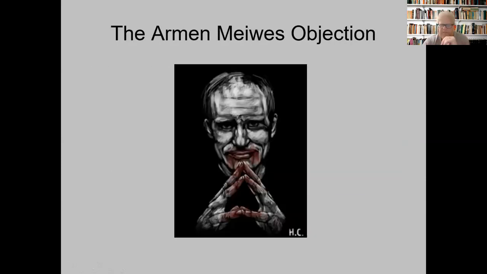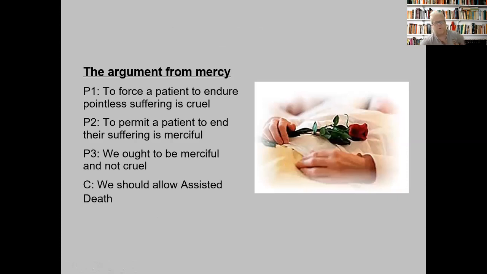So just think about that. But the second argument goes with it too. And these go together. It's kind of a utilitarian argument that we should minimize suffering and maximize happiness. But it goes together with the libertarian one here. To force a patient to endure pointless suffering is cruel. To permit a patient to end their suffering is merciful. We ought to be merciful and not cruel. We should allow assisted death.